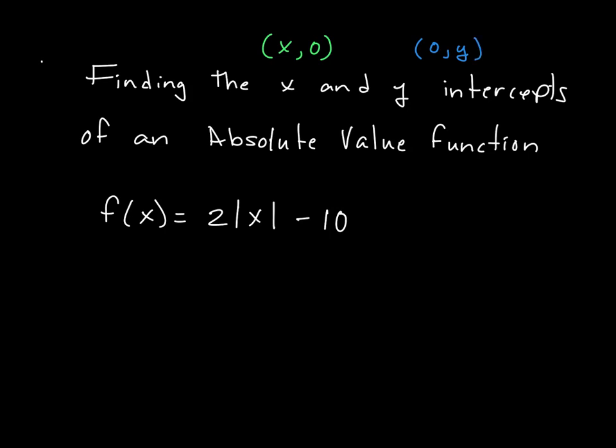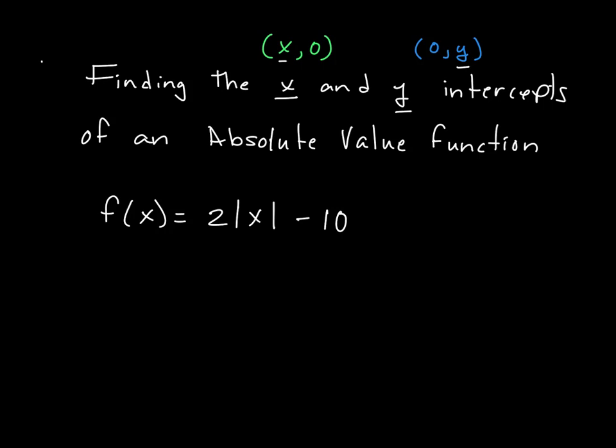I always try to remember it as I am looking for x for the x-intercept, and I'm looking for y for the y-intercept, and the other value is 0. Now, we're going to start by looking for the y-intercept. We do that by letting x equal 0.